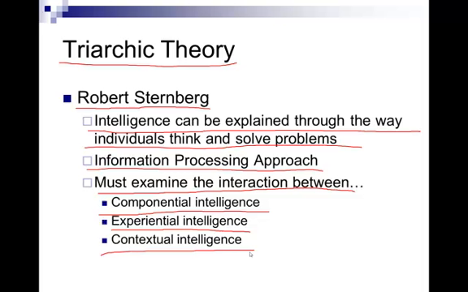And then contextual intelligence focuses on behavior within the context in which it occurs and involves adaptation to the environment, selection of a better environment, and shaping of the present environment. And it's pretty much how you behave. How do we interact with the environment that we're in and the people whom we come in contact with? Some people have no problem getting along with others. Others, that's not the case.